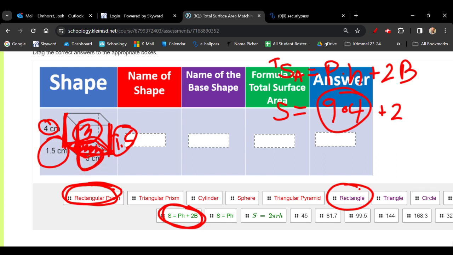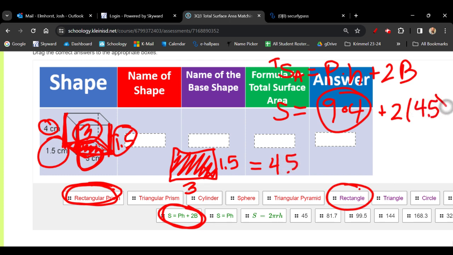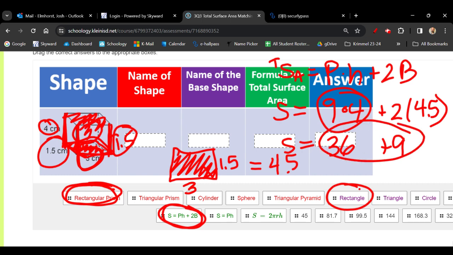So we find the area of one base and multiply by 2. So let me redraw it over here. The rectangle is going to be 3 by 1.5. So we can multiply that, 3 times 1.5. So the area of one base is going to be 4.5. And then we multiply that by 2 to get the area of the other base. So that's going to be 9. So the total surface area of the shape is going to be 36 plus 9.